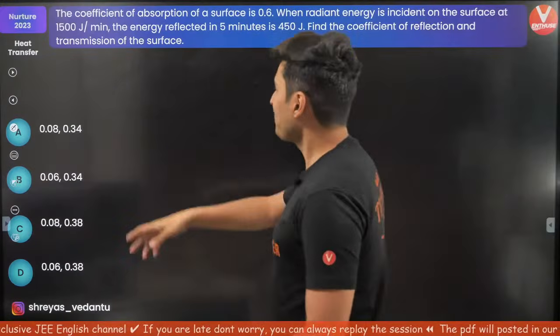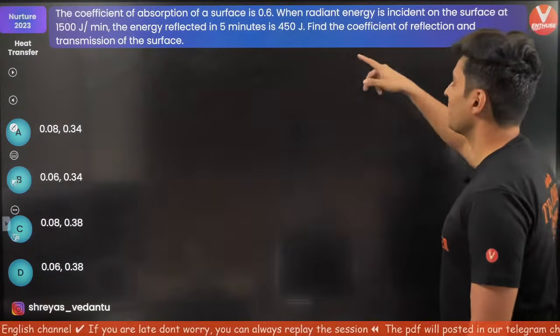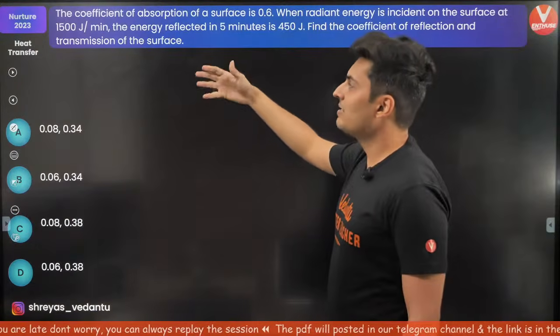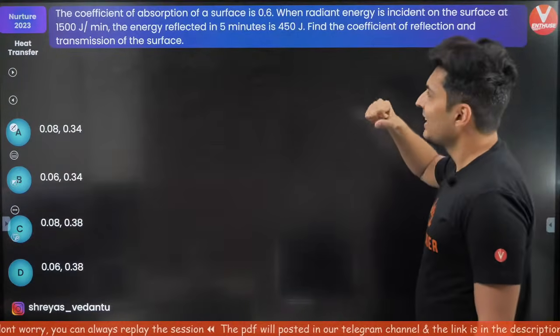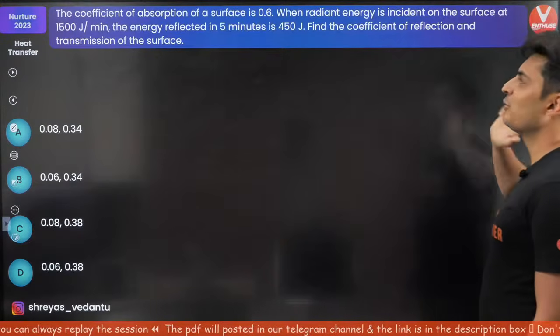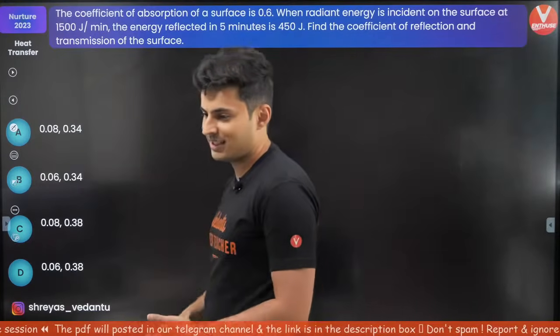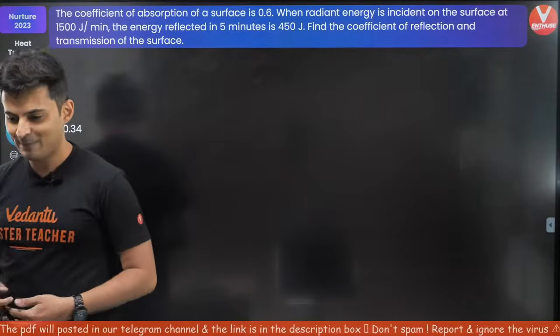Let's go ahead. The coefficient of absorption of a surface is 0.6 when the radiation energy is incident on the surface at 1500 joules per minute. The energy reflected in 5 minutes is 450 joules. Find the coefficient of reflection and transmission of the surface. Let's see.